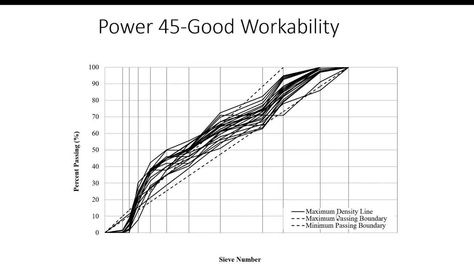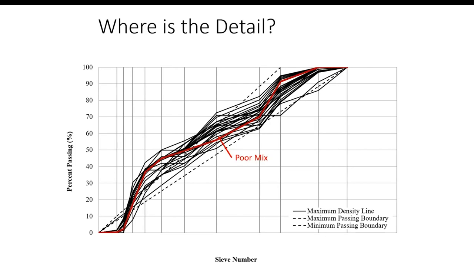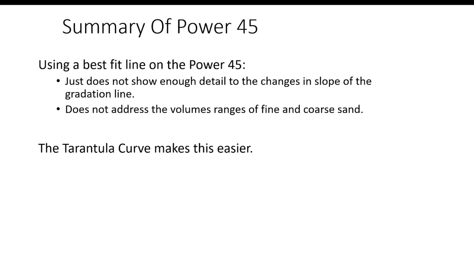I don't know. I'm not so sure. Here's actually a red one. This red one is a poor mix. It's right in the middle of all the black, right in the middle. And it had poor performance, and I can't even tell a difference between it and the other black lines. So what's going on here? On the Power 45, I think there's something there, but it's kind of complicated to understand. You have to understand how the slopes of these lines work. So using a best fit line on the Power 45 doesn't show you enough detail to the changes of slope in this gradation line. It doesn't address the volume of the fine or the coarse sand as well. The tarantula curve just makes this easier.